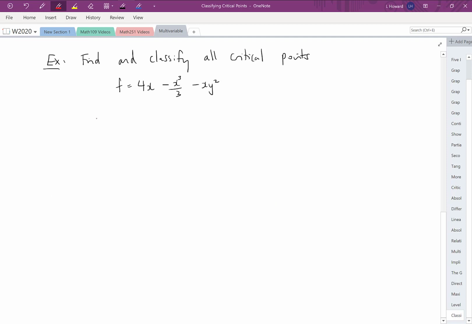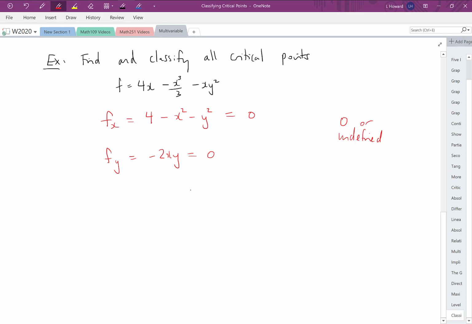So let's find and classify all critical points. So this is going to involve taking our two partial derivatives f sub x and f sub y, and we're just going to ask, where are they 0 or undefined? Okay, so f sub x looks like 4 minus x squared minus y squared. That's never going to be undefined because it's a polynomial, so we're going to set that equal to 0. And then for f sub y, minus 2xy, again, never going to be undefined, so we'll just set that equal to 0.